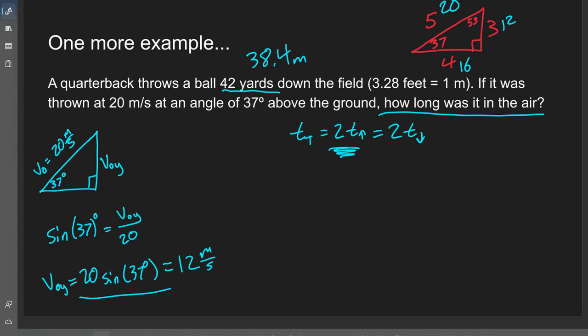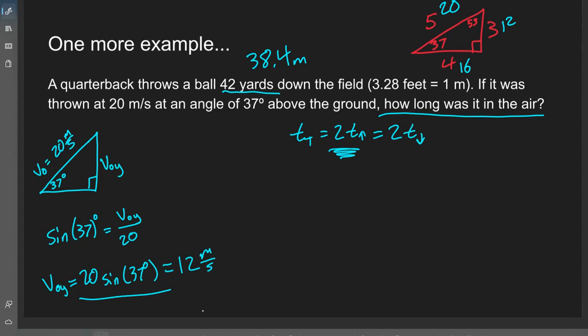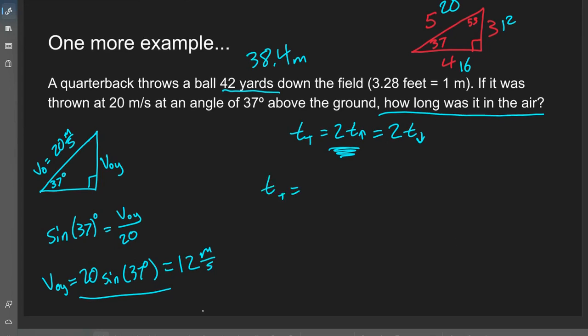Okay, so we have our v initial y, so now we just need to find our time total is equal to 2 times our time up, so 2 times v naught y over g. Okay, so our time that it's in the air, 2 times 12 meters per second divided by 10. So that turns into 2 times 1.2, 2.4. This is time, so seconds.